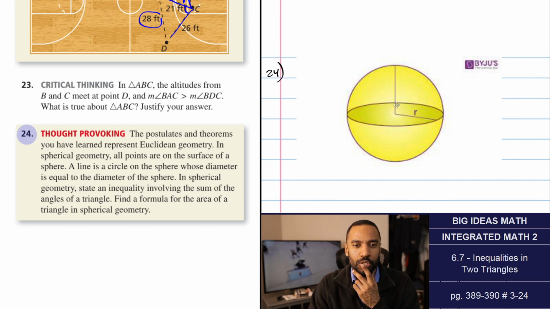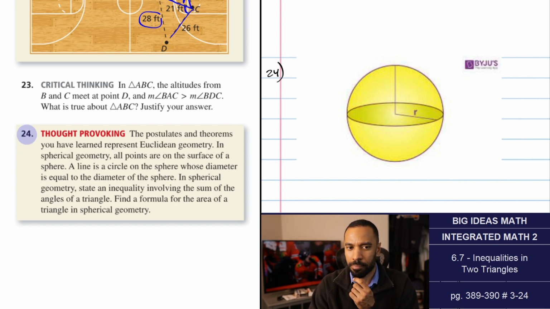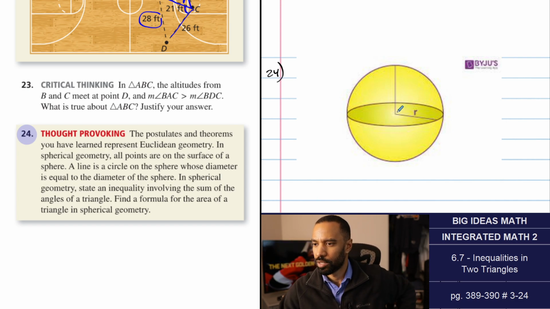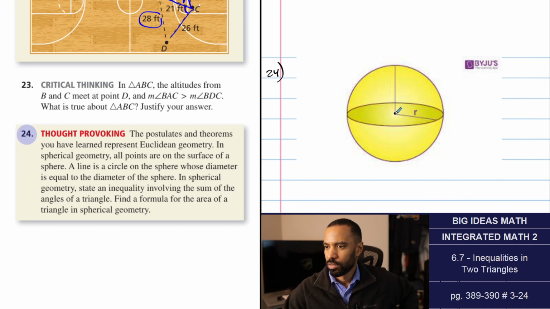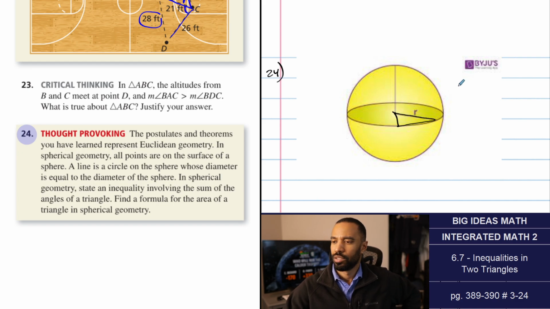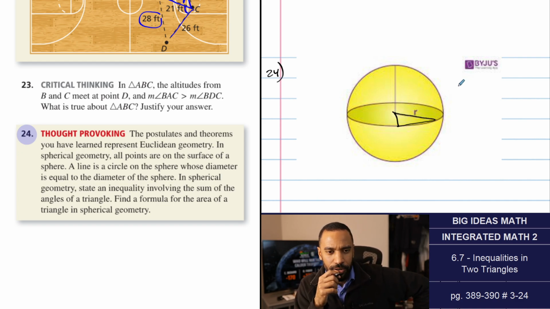In spherical geometry, state an inequality involving the sum of the angles of a triangle. Find a formula for the area of a triangle in spherical geometry. In spherical geometry, state an inequality involving the sum of the angles of a triangle. What, like that? What are they asking us to do here? In spherical geometry, state an inequality involving the sum of the angles of a triangle.